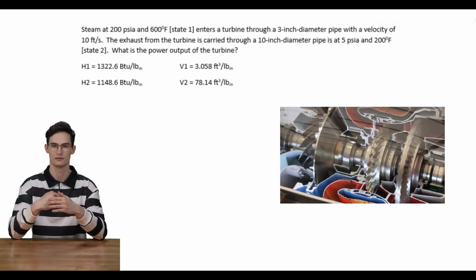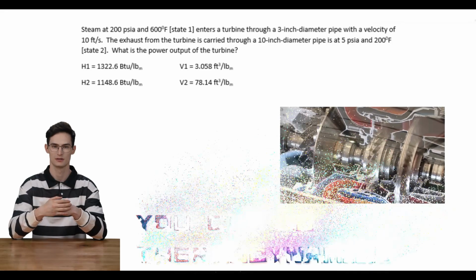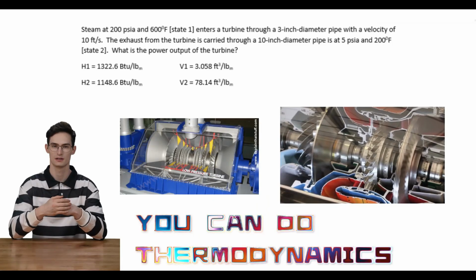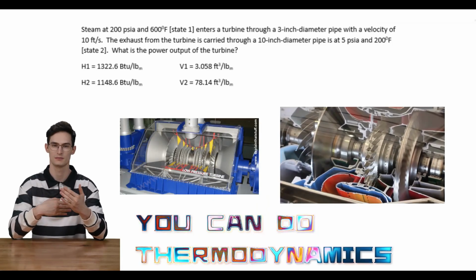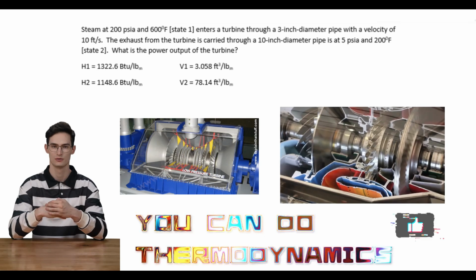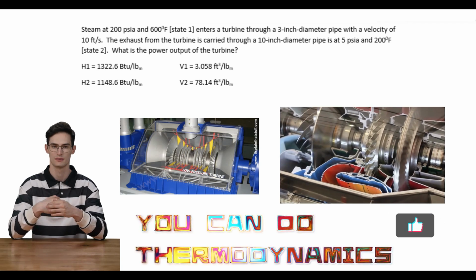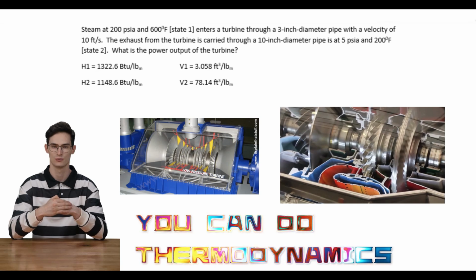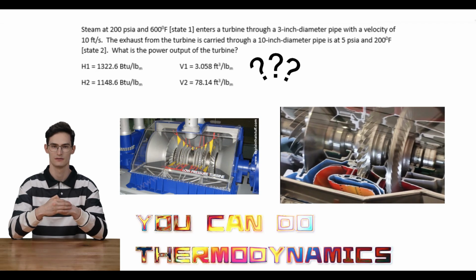Steam at 200 pound force per square inch and 600 degrees Fahrenheit, which is state 1, enters a turbine through a 3-inch diameter pipe with a velocity of 10 feet per second. The exhaust from the turbine is carried through a 10-inch diameter pipe at 5 pound force per square inch and 200 degrees Fahrenheit, which is state 2. What is the power output of the turbine?